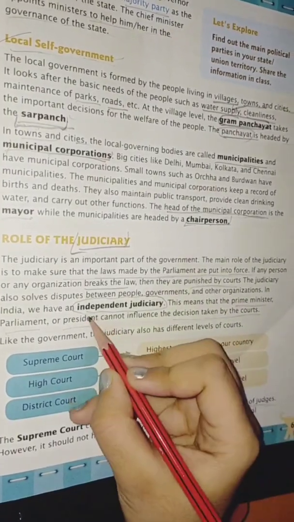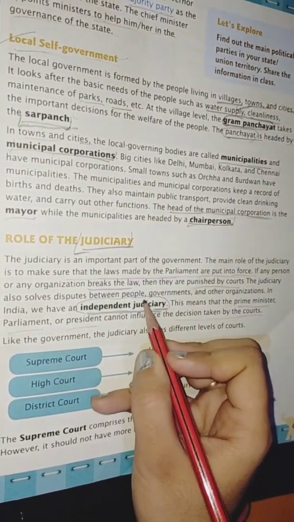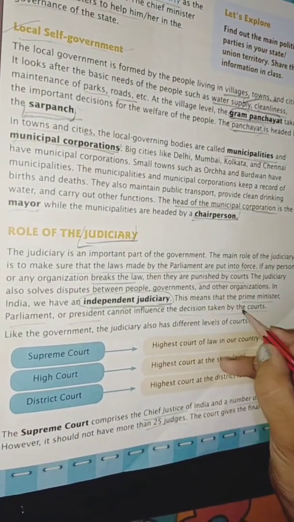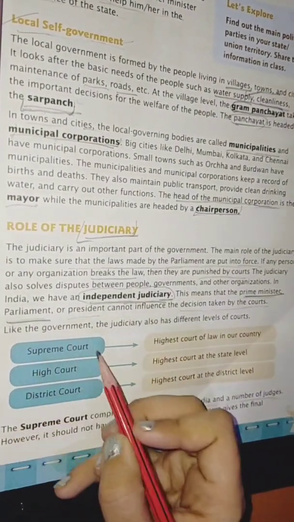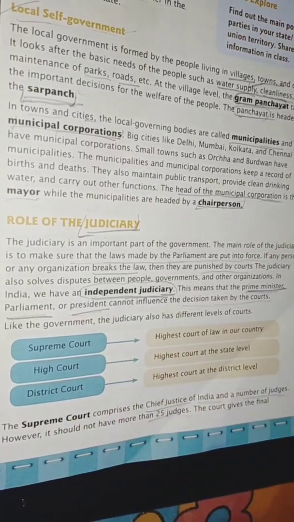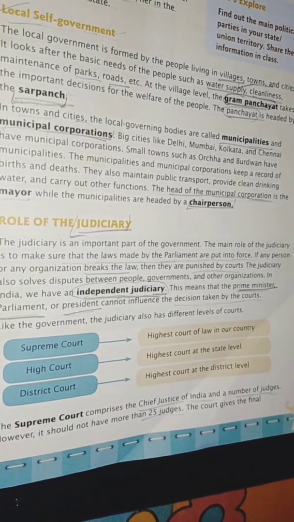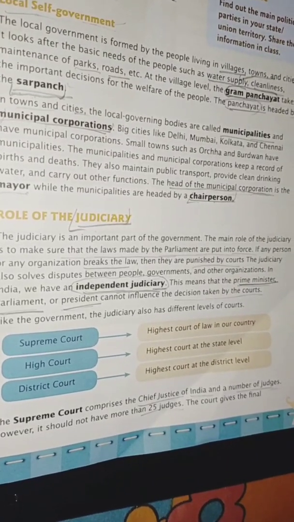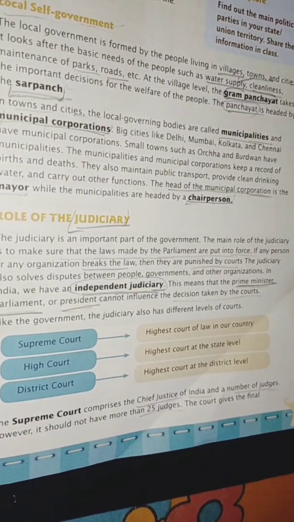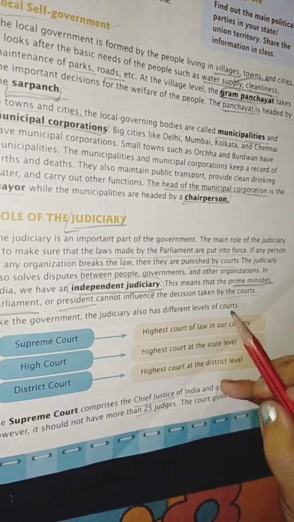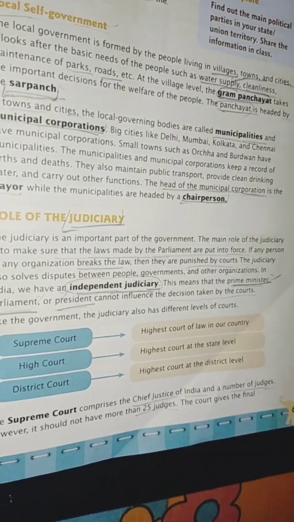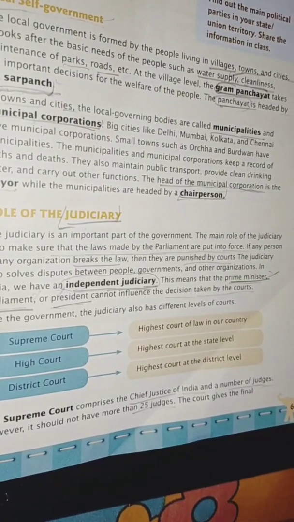As we are following an independent judiciary, what is the meaning of independent judiciary? It means that the prime minister, parliament and president cannot influence decisions taken by the court. Whatsoever decision is taken by the courts is the finalized one, and the prime minister, parliament and president do not have the authority to change that decision.